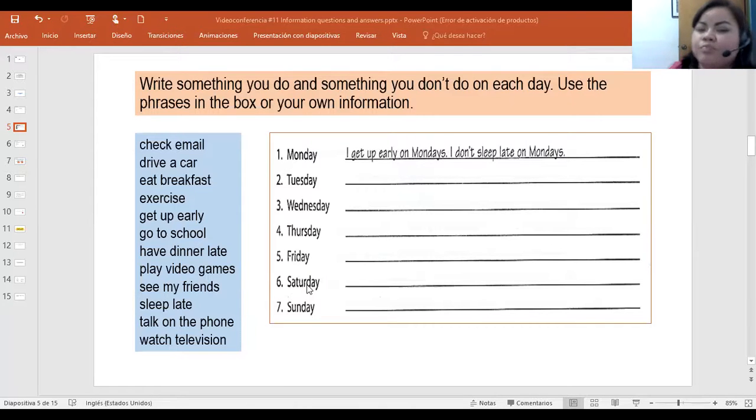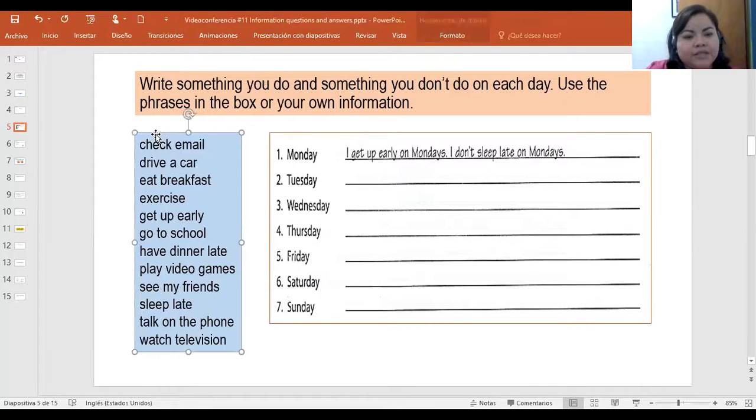All of us, we are going to practice the pronunciation of the phrases that we have. Okay? So please repeat after me. The first one is check email. Check email. Everyone, please. Check email.